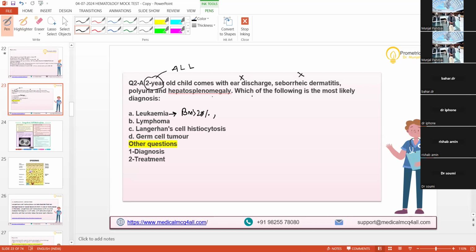There is no seborrheic dermatitis, right? The CBC is not given, and not given means it is normal. There is no thrombocytopenia. There is no bleeding. There is no ecchymosis. There is nothing which is pointing towards leukemia.